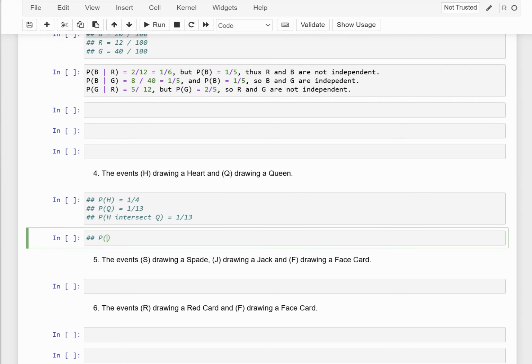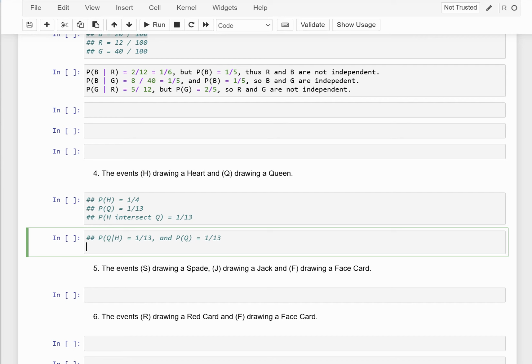the probability of Q given H. Well, if hearts have already occurred, I know that one of them is a queen, so that's 1/13th. And the probability of Q is equal to 1/13th. And I'm not going to write that out. We clearly have independent sets there.